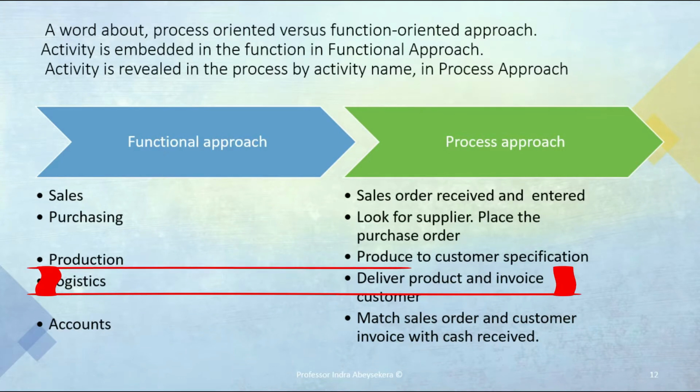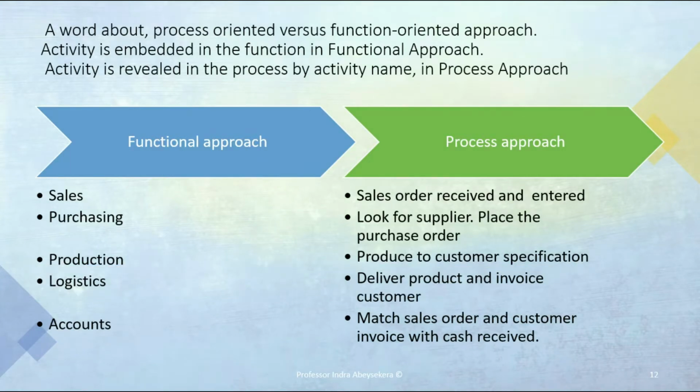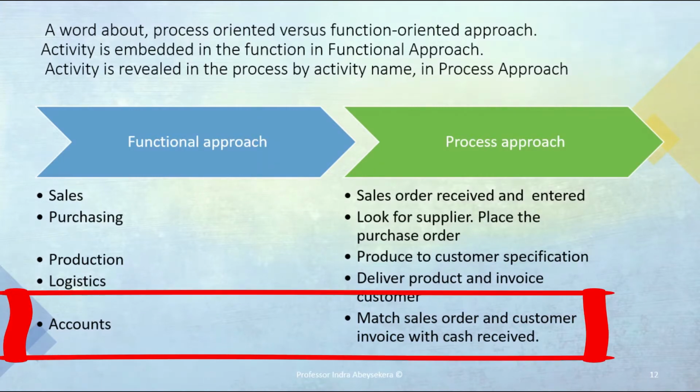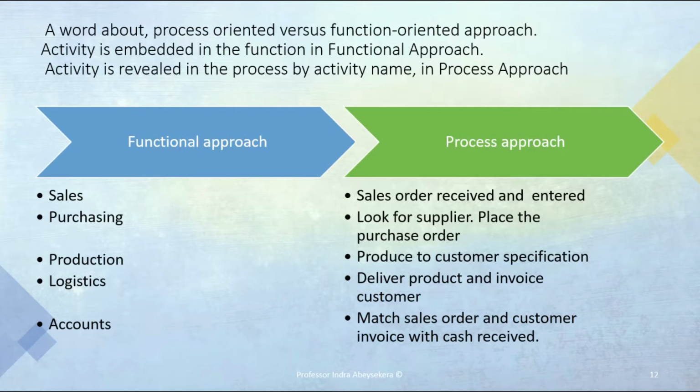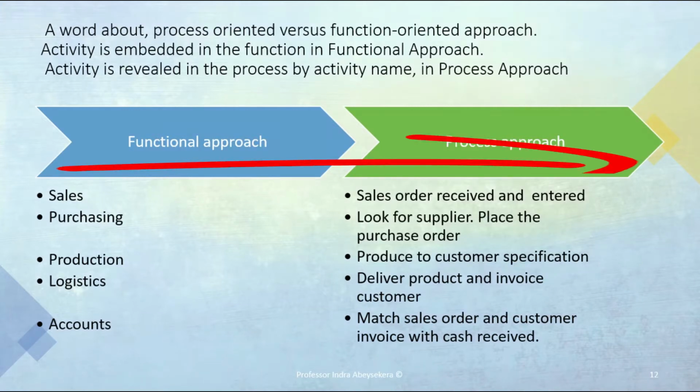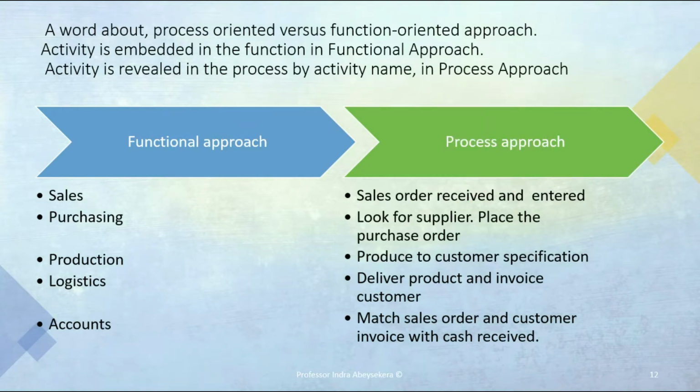Delivering the product and invoicing the customer is done by the logistics department. And matching the sales order with customer invoice with cash received from the customer is done by the accounts department. So the activities that relate to events and transactions cut across a number of functional departments. And an enterprise approach, which follows the process approach, covers the activities undertaken by all these departments.